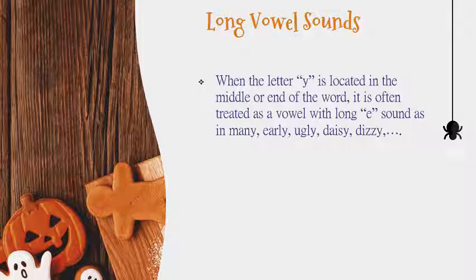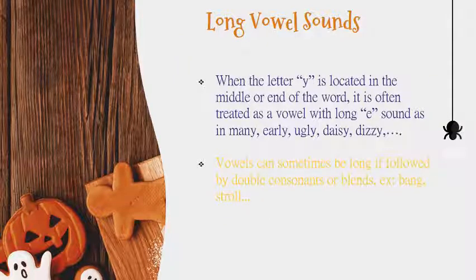When the letter Y is located in the middle or at the end of the word, it is often treated as a vowel with a long E sound, as in many, early, ugly, daisy, dizzy. You see, the Y at the end of the word takes the long E sound.